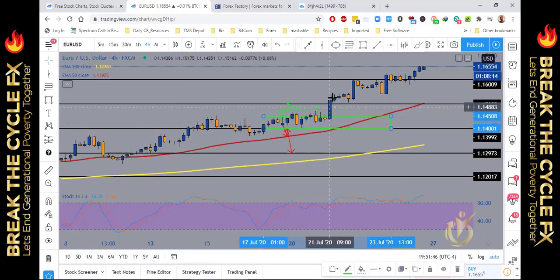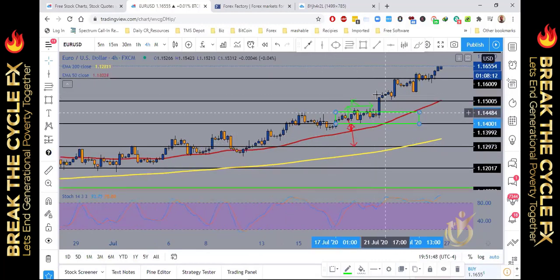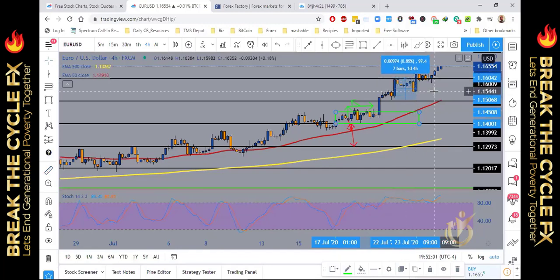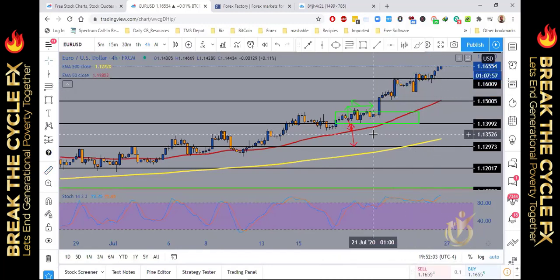It finally broke out of the box. It didn't retest our box, right? But it retested the next resistance level, which turned into support. Entry, you'll take that buy up to the next level at least. Would have been my first target, 100 pips. Okay?